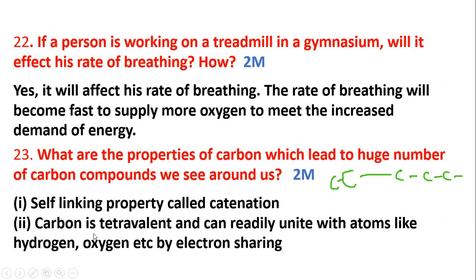Next, carbon is tetravalent and can readily unite with atoms like hydrogen, oxygen, nitrogen, etc. by electron sharing. You know, right? There are 4 electrons in carbon, so the valence electrons are 4. Due to that, carbon shares its electrons by forming covalent bonds and forms a huge number of compounds. These two are the reasons why carbon forms many compounds.